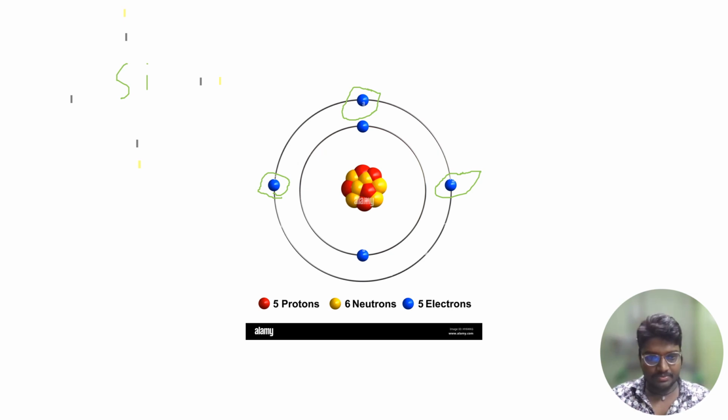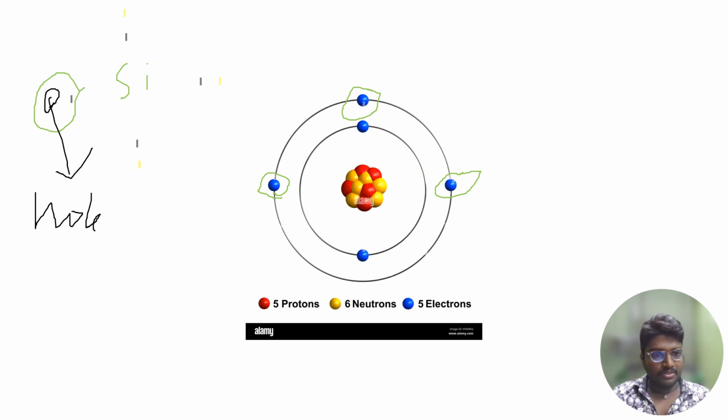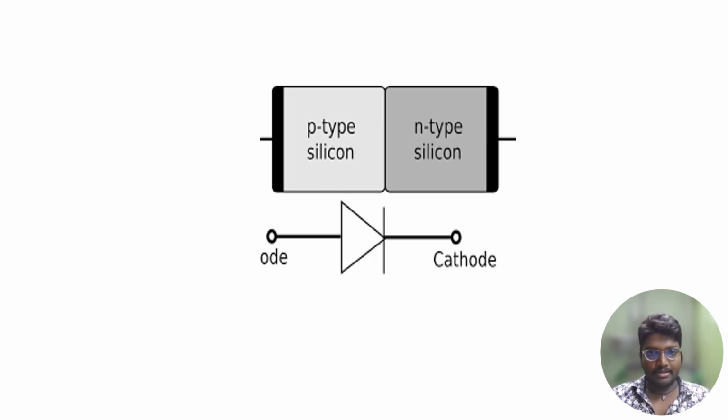See here, it creates a bond which is empty. This empty bond is called a hole. If you add more boron into silicon, you will create a P-type material.